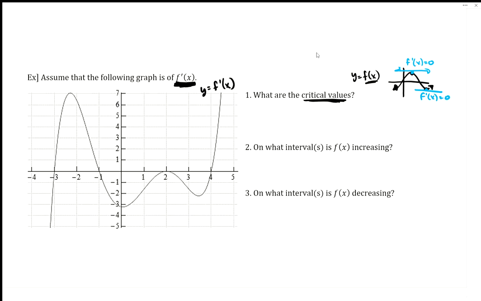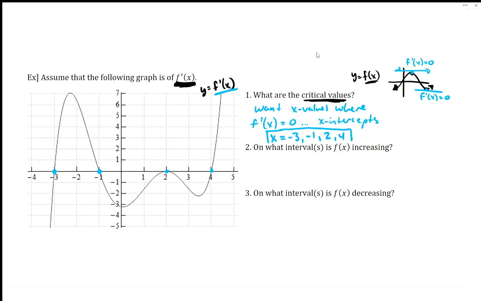So what we want to do on our problem, again, we have the derivative. We want x values where f prime of x is 0. Well, where f prime of x is 0, this is the same as the x-intercepts. So that's what we really want. We want right here, here, here, and here. Those are our critical values. So x equals -3, -1, 2, and 4.